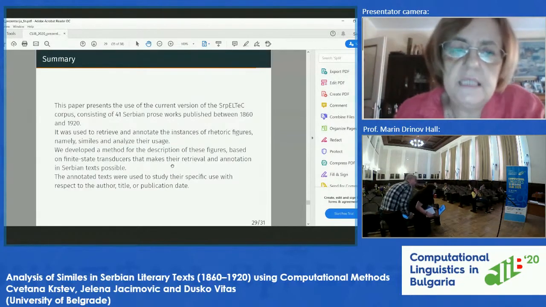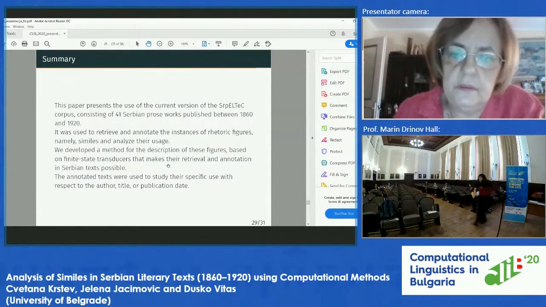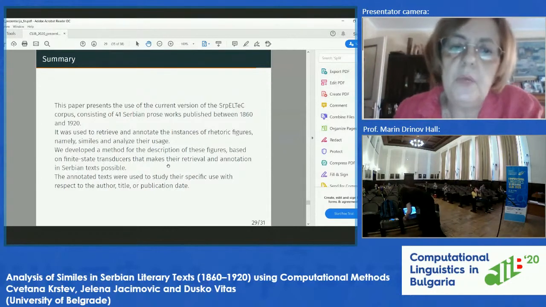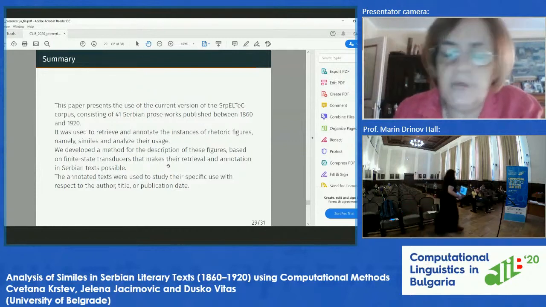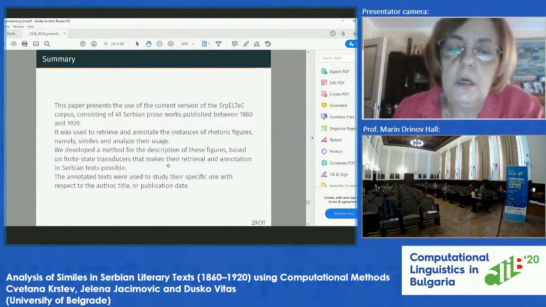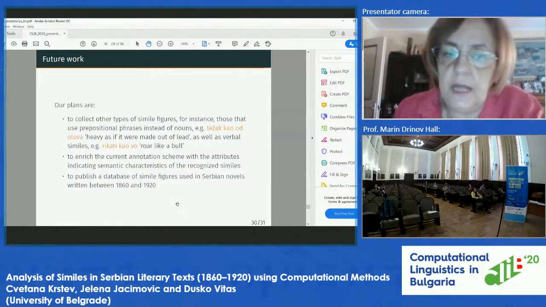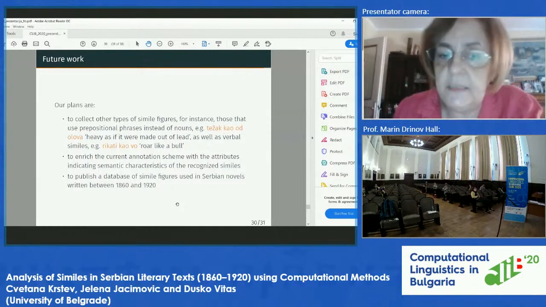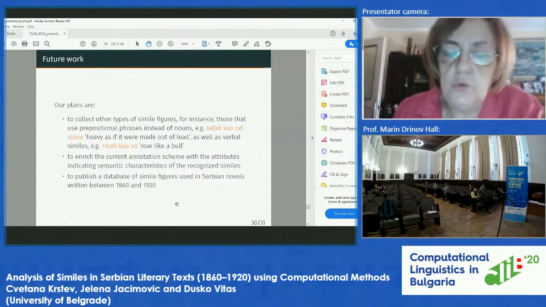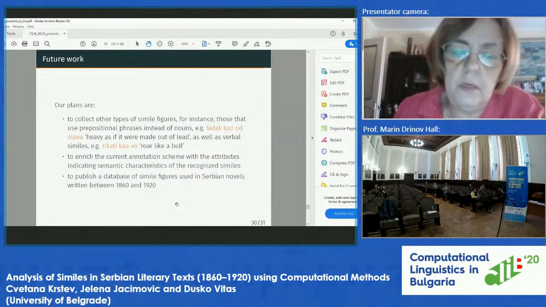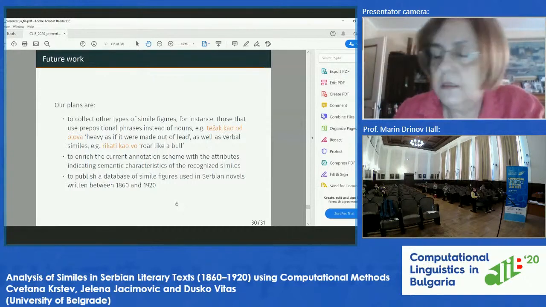Skip also this. As for the conclusion, I will just say that we have retrieved similes in this corpus. We developed a method for the description of these figures and their retrieval in subsequent texts, and it will also enable us to retrieve more similes and fill our table with more simile figures. In the future, we will work with other types of simile figures, for instance, those that use prepositional phrases as well as verbal similes, not only adjectival. We will enrich the current annotation scheme with attributes that indicate semantic characteristics of recognized similes, and when our corpus is finished, we plan to publish a database of simile figures obtained in this corpus.